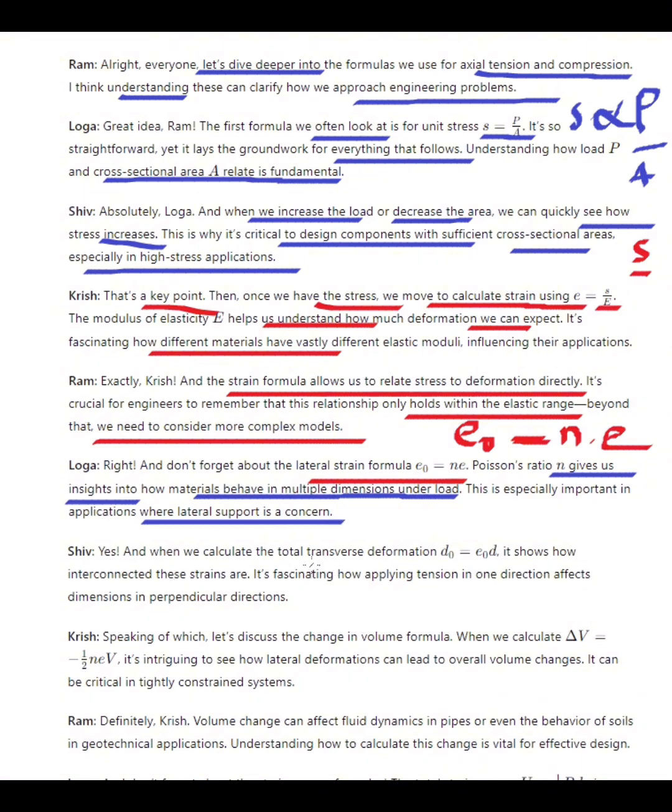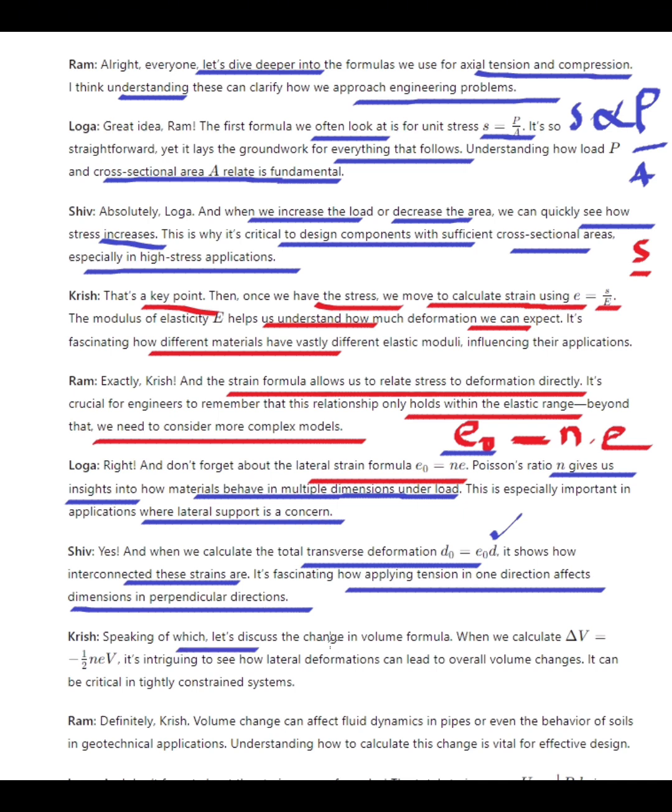And when we calculate the total transverse deformation, delta naught, we multiply the lateral strain by the transverse dimensions. Then we can get the transverse deformation. It shows how interconnected these strains are. It's fascinating how applying tension in one direction affects the dimensions in the perpendicular directions.